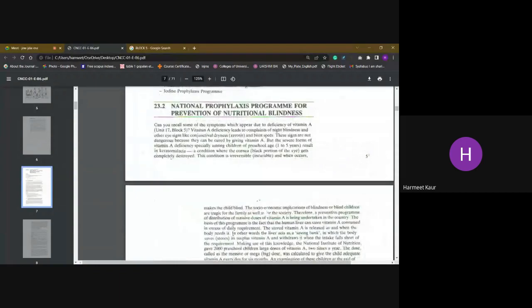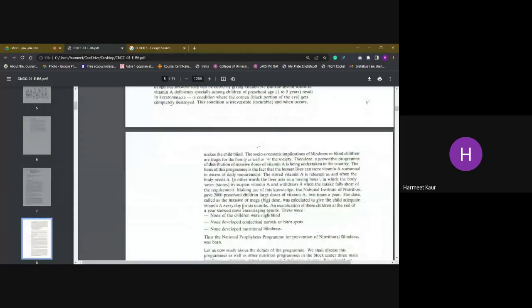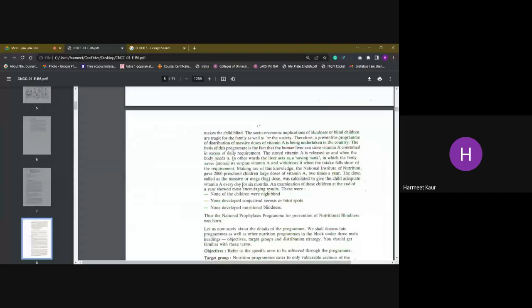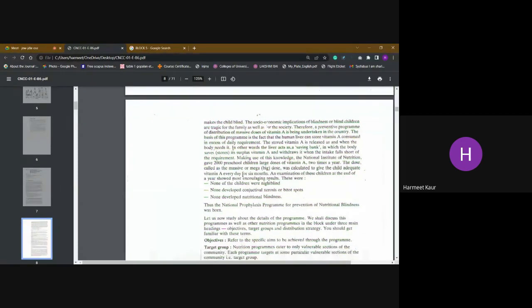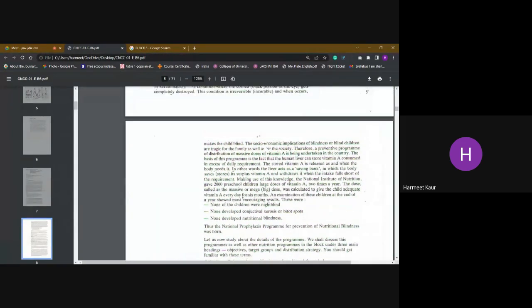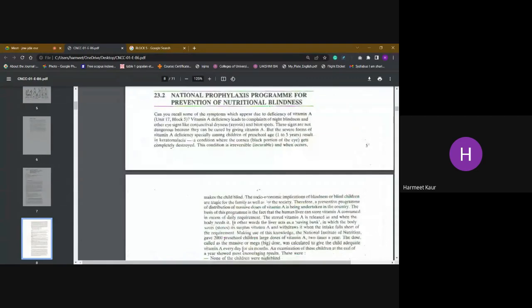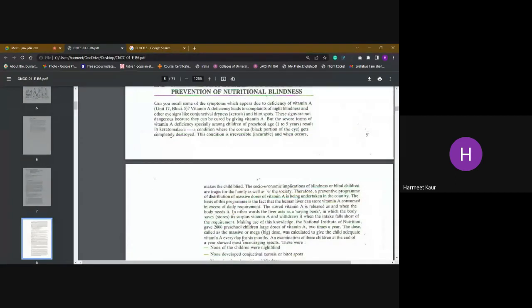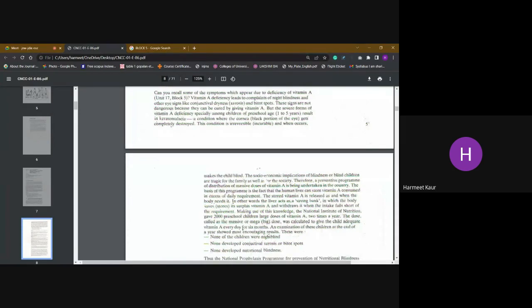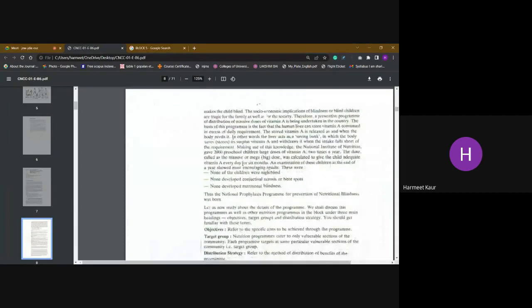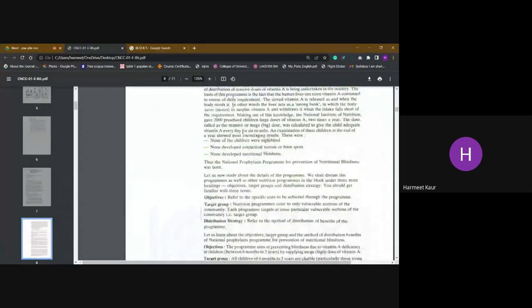Every 6 months. Starting from the age of 6 months till 5 years, the child will be a beneficiary of this particular program. As a part of the strategy, every 6 months this child is given this vitamin A supplementation. To do what? In order to prevent or cure the deficiency of vitamin A. Depending upon whether you are preventing or curing it, the dosage will vary.